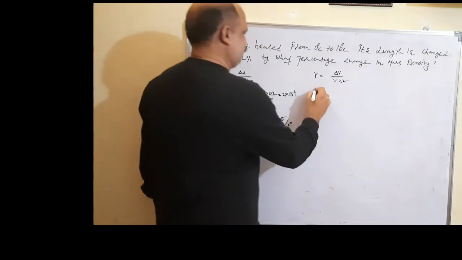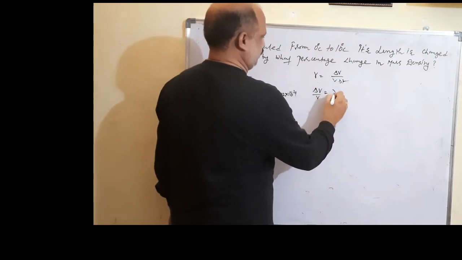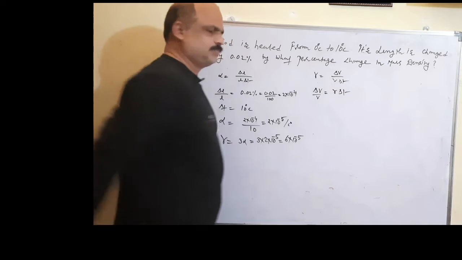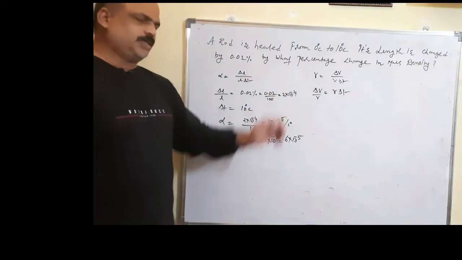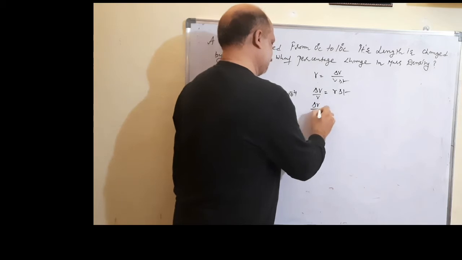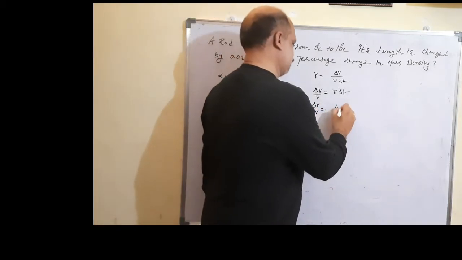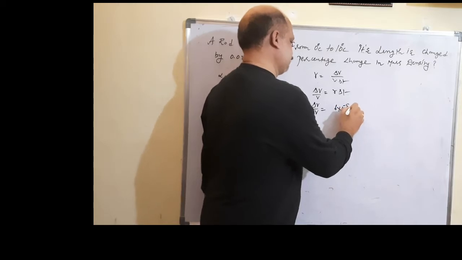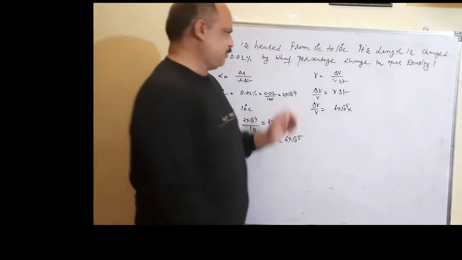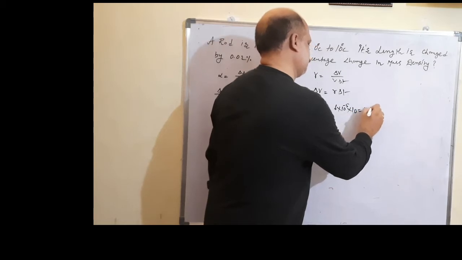Now delta V by V is equal to gamma into delta T, the percentage change in volume. So here delta V by V is equal to, what is gamma here? 6 into 10 to the power of minus 5. And what is delta T here? 10. That is equal to 6 into 10 to the power of minus 4.